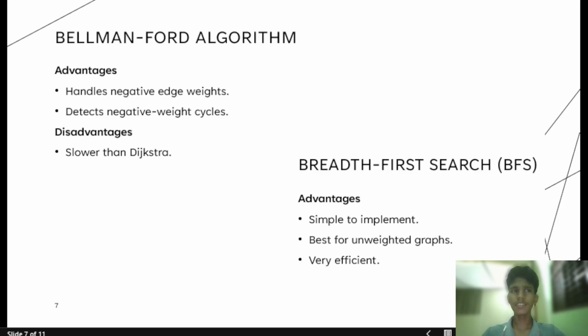And the next one is the Bellman-Ford algorithm. Bellman-Ford is useful because it can work with graphs that contain negative edge weights.